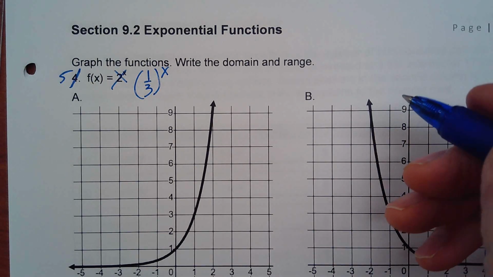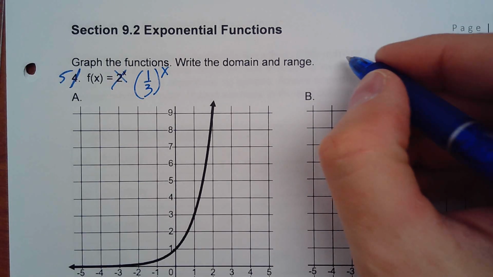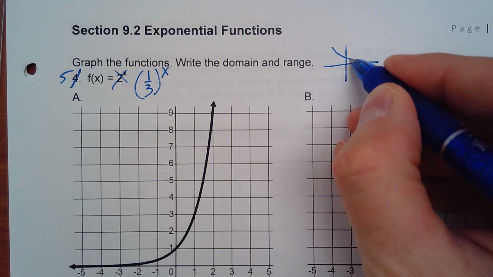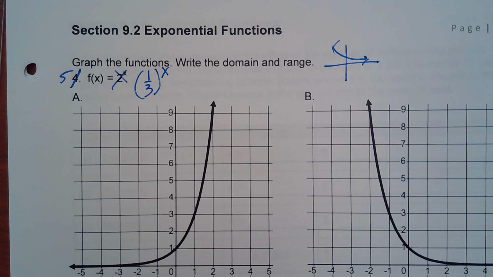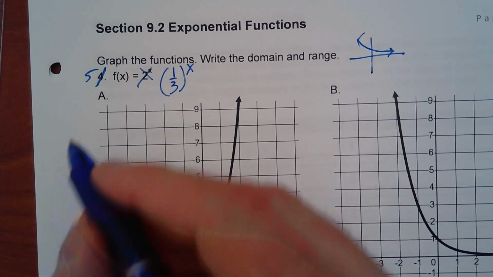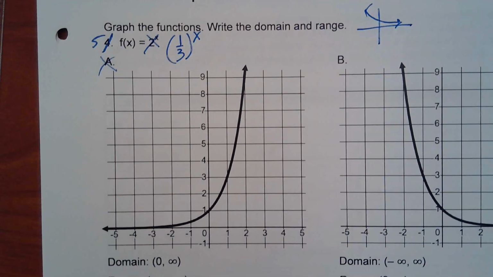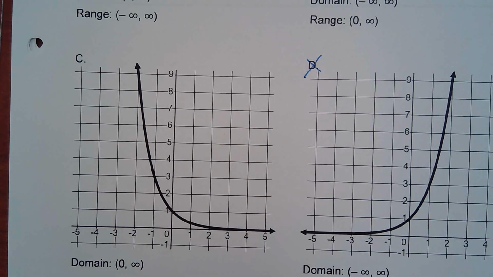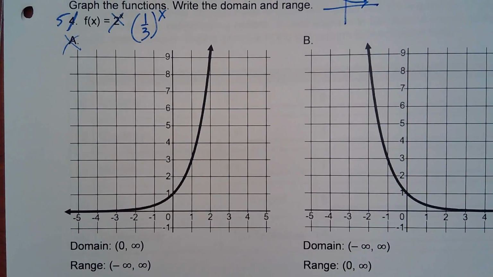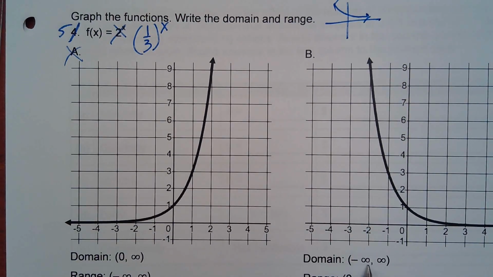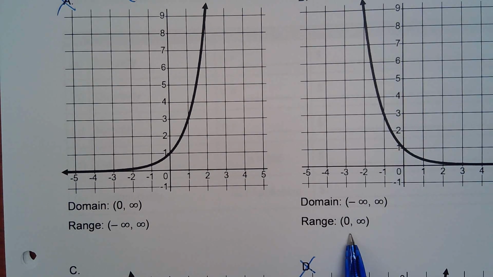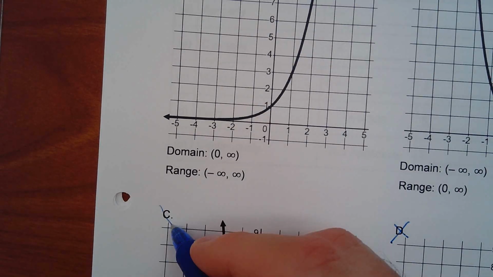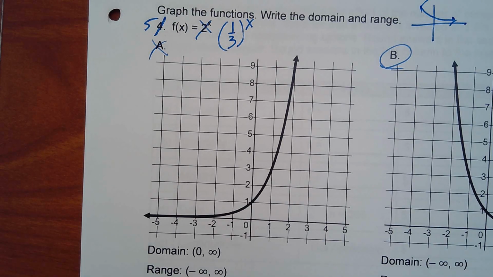Alright, so I want to graph the function, and then I want to write the domain and range. So remember, the base is smaller than 1, so my graph should look like this. So I'm going to eliminate A, and I'm going to eliminate D. So it has to either be B or C. Looks like on B the domain is correct and the range is correct, whereas on C the domain and range are not correct. So my answer choice has to be B.